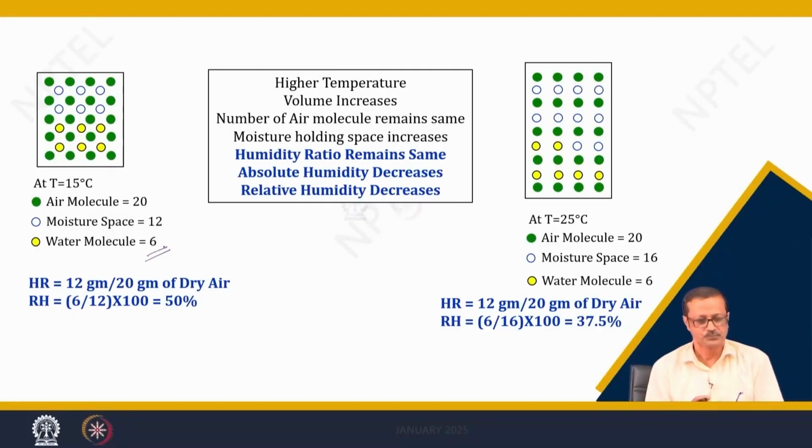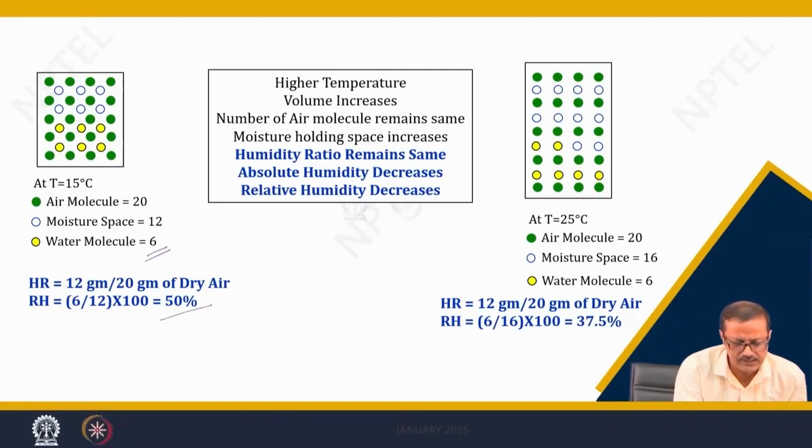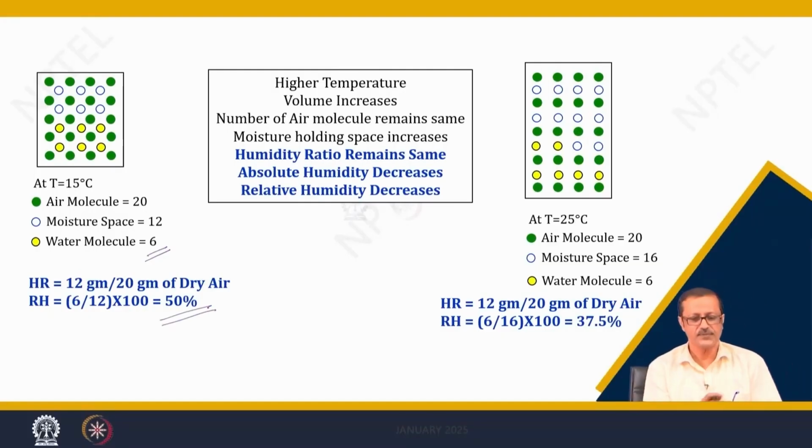Next, at 15 degree temperature, I have 12 spaces and suppose 6 water molecules, then I have 50% RH, right. Now if I change the temperature, what happens? The same amount of water molecules, 6, are there, but now the total space becomes 16. So the RH becomes 37.5%.